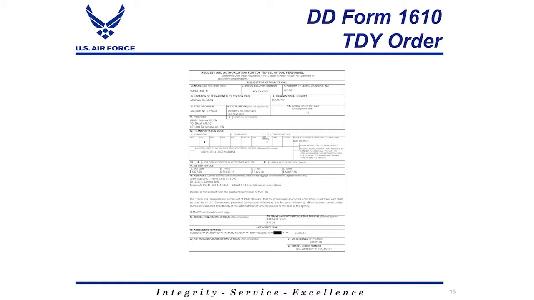Here is a copy of the Department of Defense 1610, which is the request and authorization for temporary duty travel of DoD personnel. Once again, you will see that the reverse of the DD Form 1610 is used as a continuation of Block 16 for remarks and additional information. The TDY order is used for all TDYs except deployments.